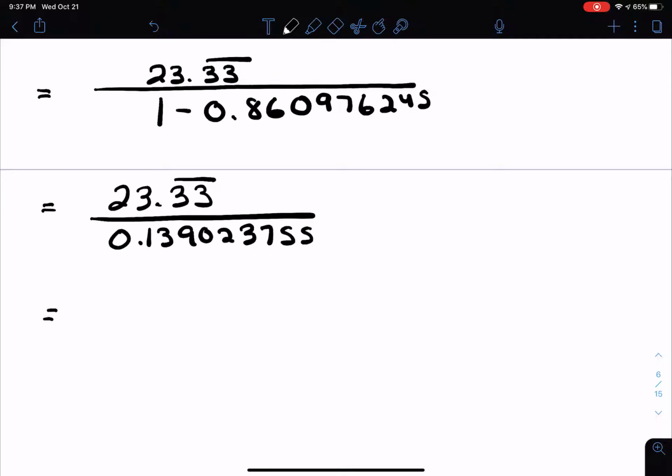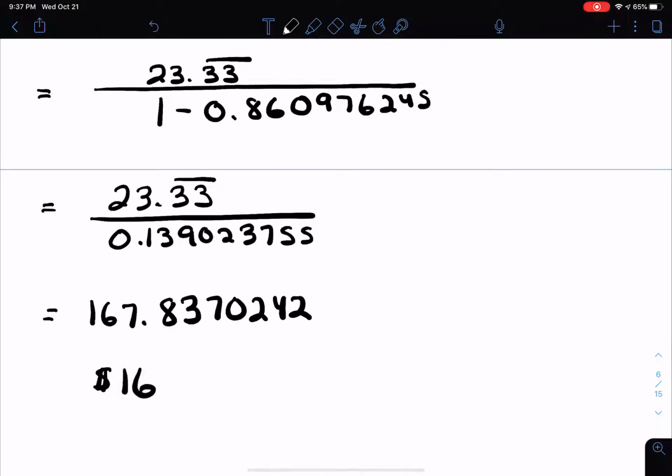But at this point, I can go ahead and do that division. Now that I have a single number in the numerator, single number in the denominator, go ahead and do that division. I get 167.83702242. Remember, this is the monthly payment formula, so that's exactly what it's finding. It's finding out that the monthly payment is $167.84.